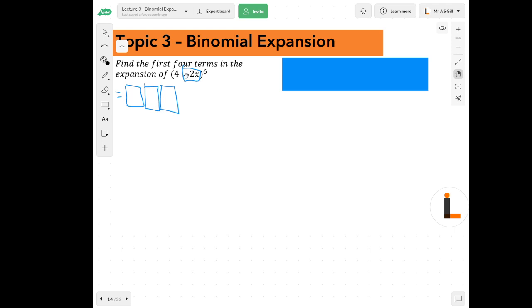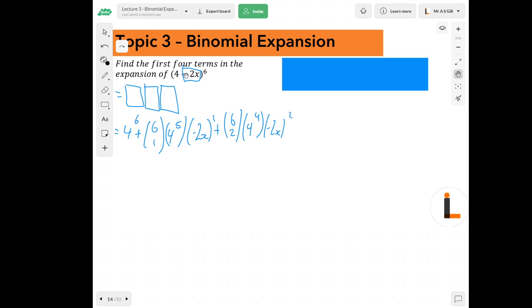So this first one, I'm not going to do the coefficient for the first one because it's just 1. It's going to be 4 to the power of 6 plus 6 choose 1, 4 to the 5, and then minus 2x to the 1. So it's really crucial that we include that minus. Then when we go through and multiply it out, we have to make sure we're taking account of the minus. Plus 6 choose 2, 4 to the 4, and then minus 2x squared.